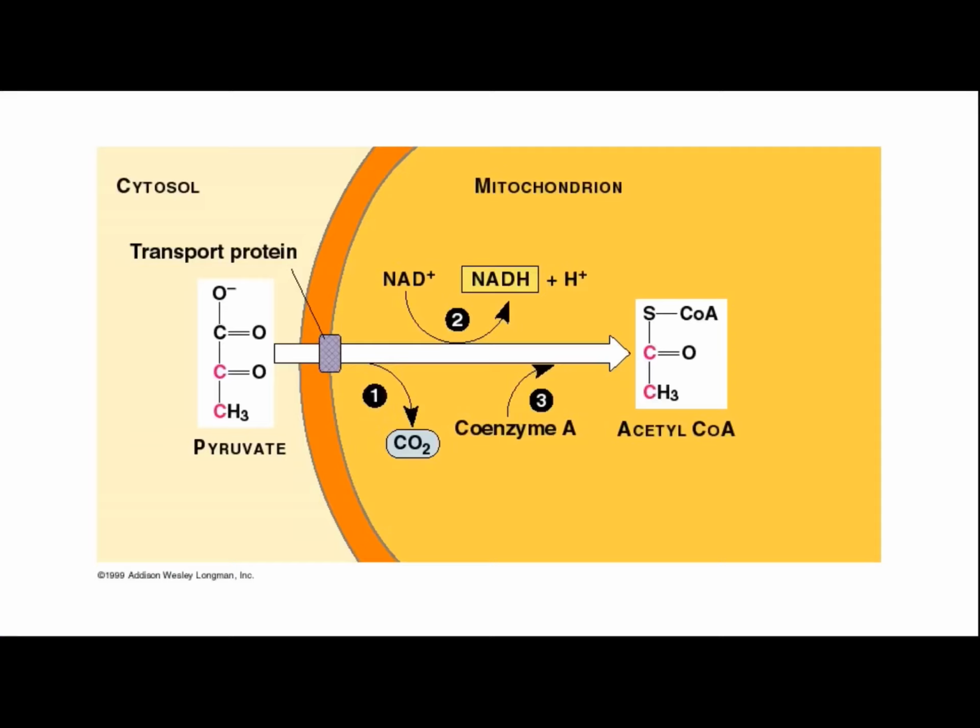So in step 1, you have the carboxyl group removed from the pyruvate, which results in a 2-carbon hydroxyethyl group, which is bound to the enzyme pyruvate dehydrogenase.